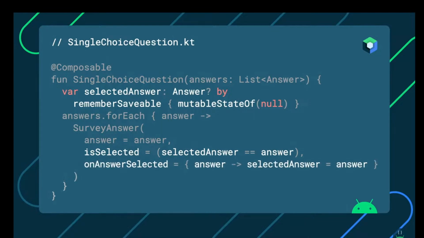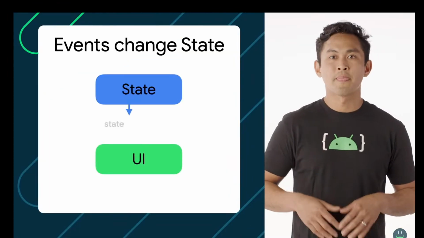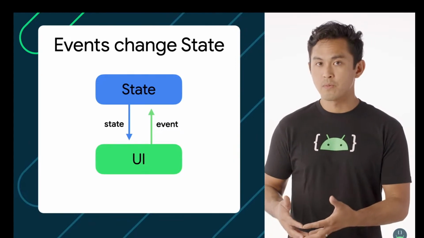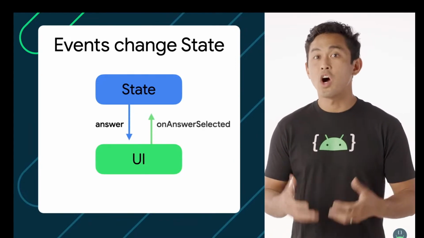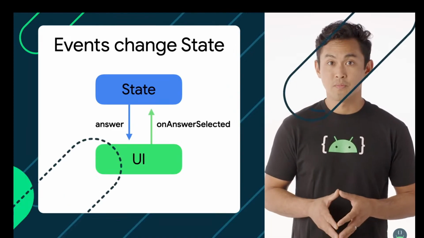With our newly introduced state, we can pass a lambda function for the onAnswerSelected parameter so we can perform an action when the user makes a selection. In the definition of this lambda, we can set the value of selectedAnswer to the new one. If you recall from the previous videos, events are the mechanism for how state is updated in Compose. Here, the event onAnswerSelected would be invoked when the user interacts by tapping an answer.